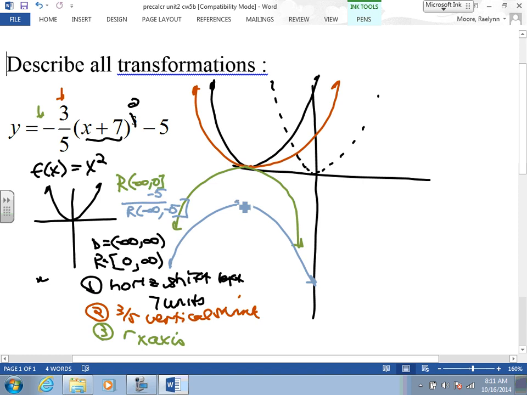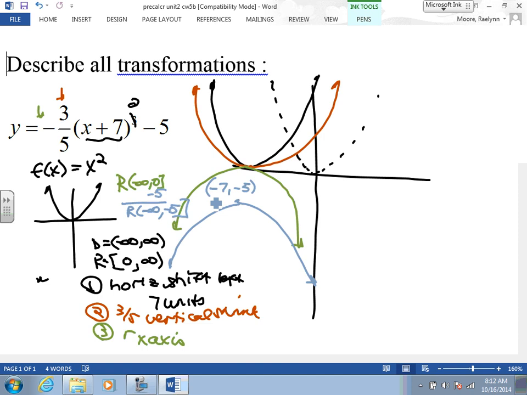This point here should be my vertex. Does anybody know what that vertex is? Negative 7, negative 5. Good. Now, try this last thing in your calculator and see if you get it. Look for the point negative 7, negative 5 as your vertex.